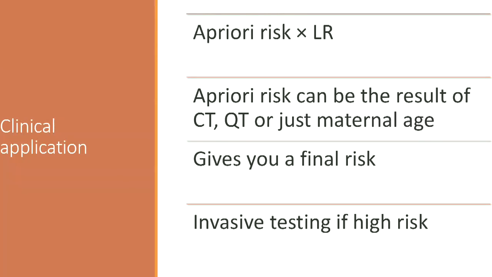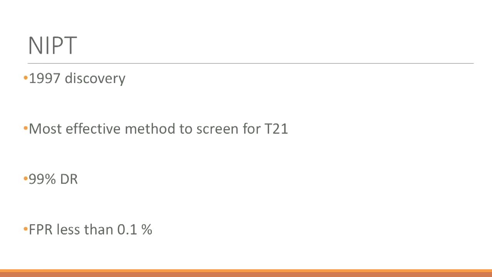Now that was the second part of the talk about genetic sonogram. Now I am coming to the last part of my talk, which deals with the new kid on the block, NIPT, non-invasive prenatal testing or non-invasive prenatal screening. Now this test, discovered in 1997, is supposed to be the most effective screening tool for trisomy 21. And I want you to remember what I told you in the beginning.